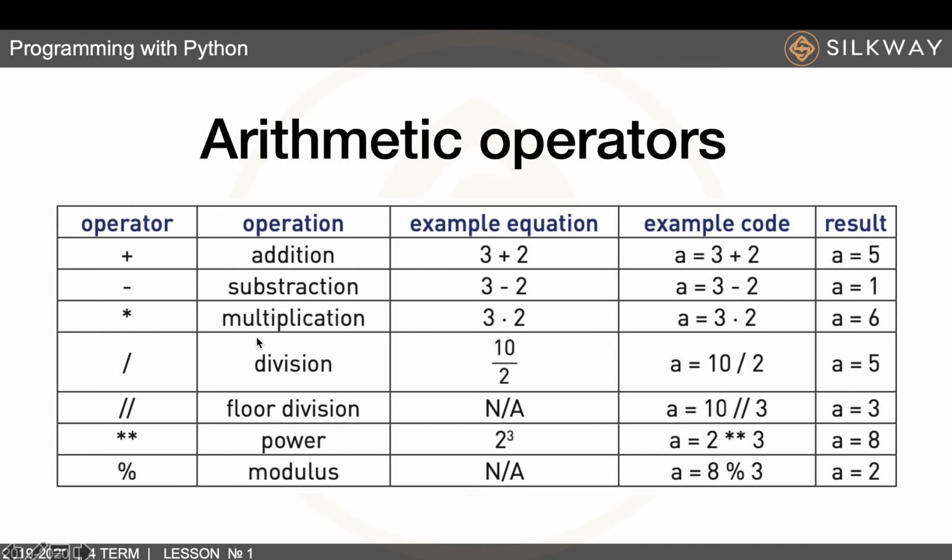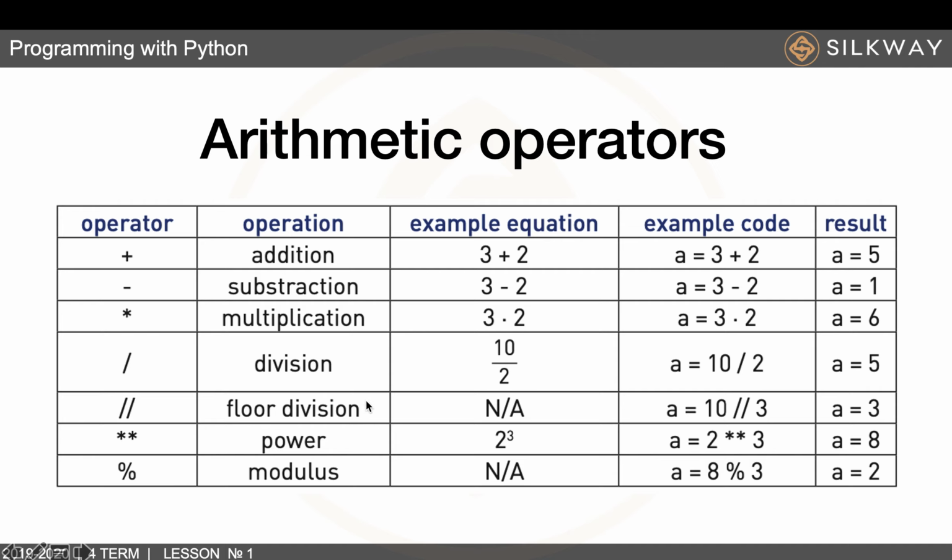But when we come to division, we have two types of division. One is with one slash, and the second one is with a double slash. What is the difference? This one is division, and this one is floor division. What does it mean? If you divide, it will show you the exact result. For example, 10 divided by 2 is equal to 5. But if instead of 2 there is a 3, it will show you 3.33333 and so on.